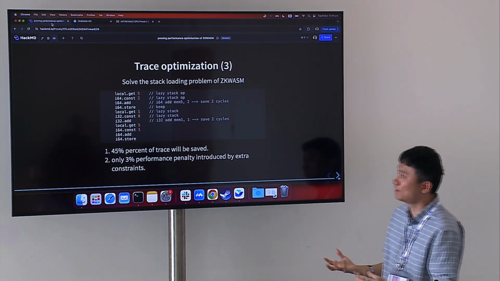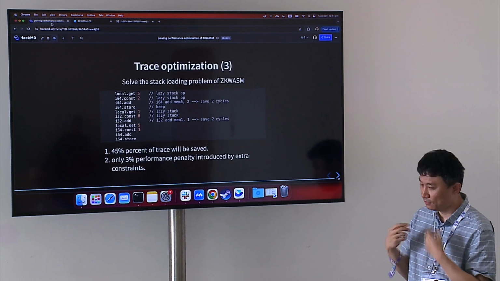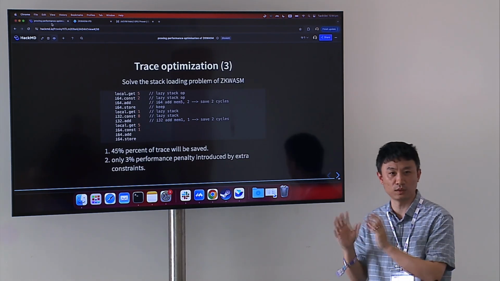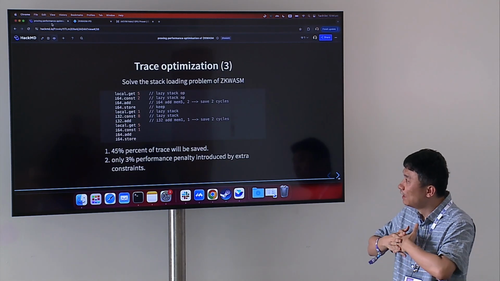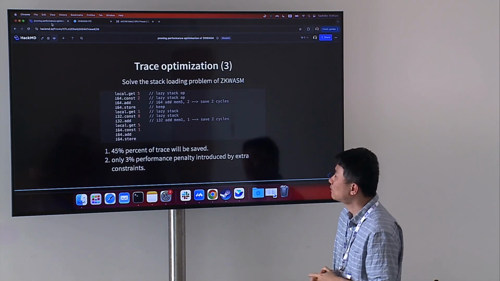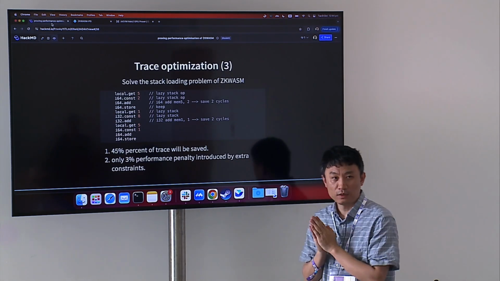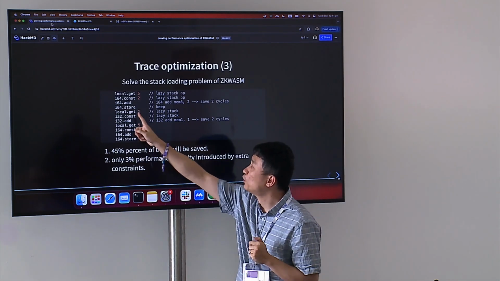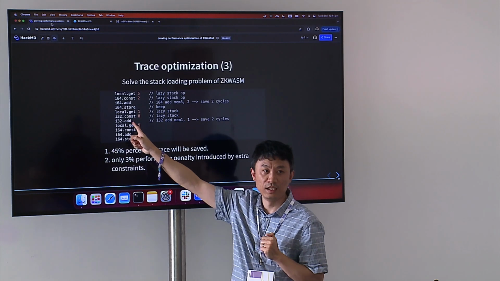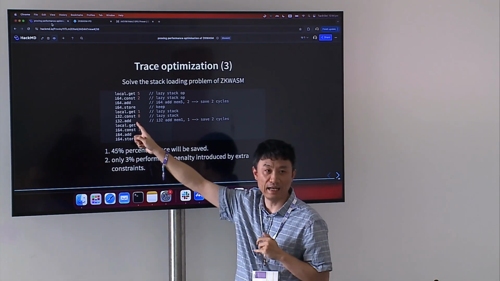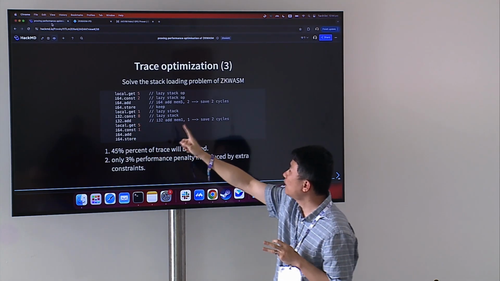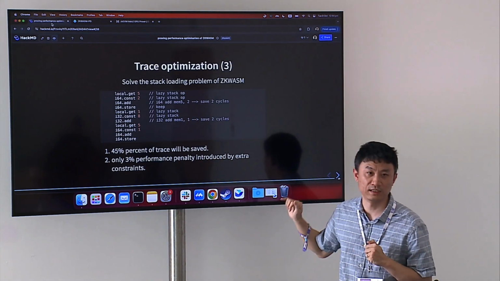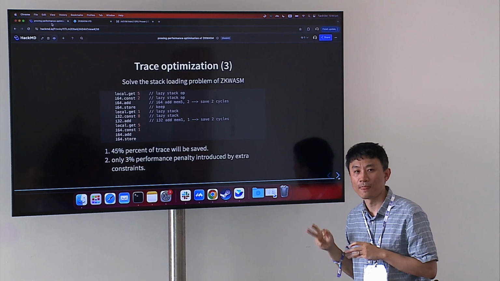But that's actually a WebAssembly feature. So you specify the stack position and load that onto the top of stack, and then you do the operation. So if we would like to actually simplify the trace, we can move these two instructions into the circuit of the add. That will actually save you, in this case, about 60% of the instructions.